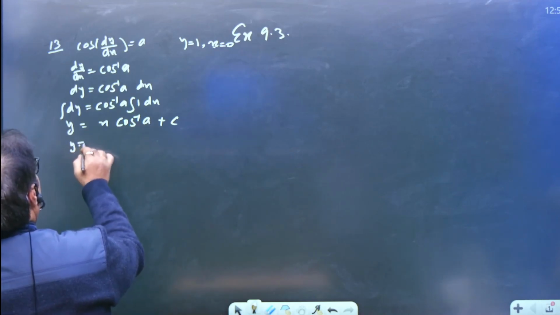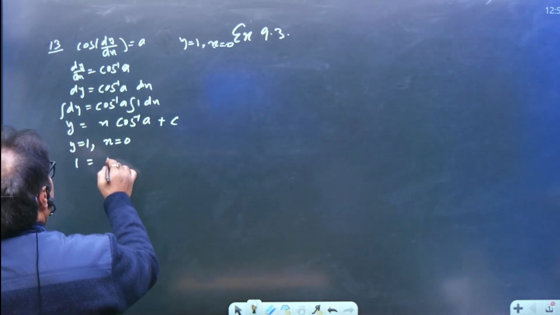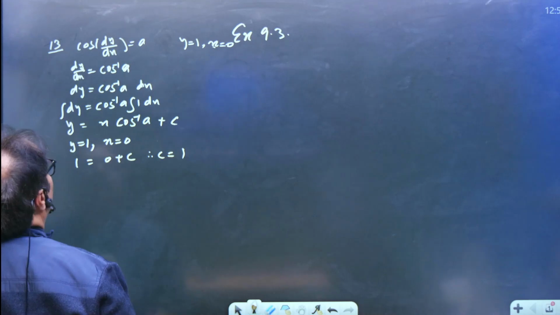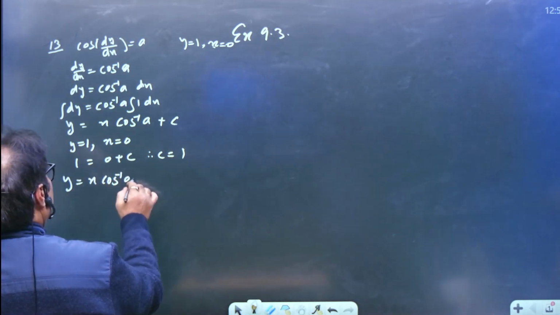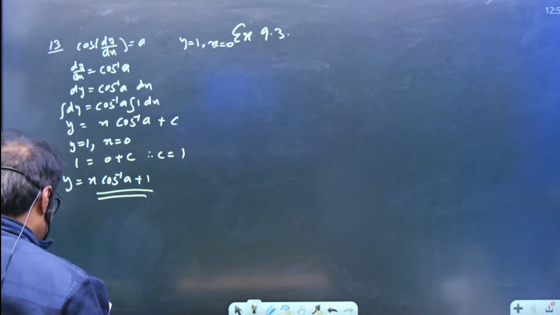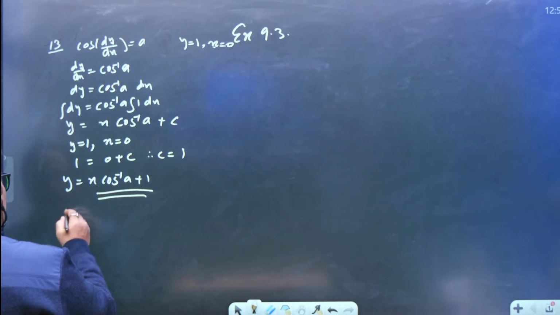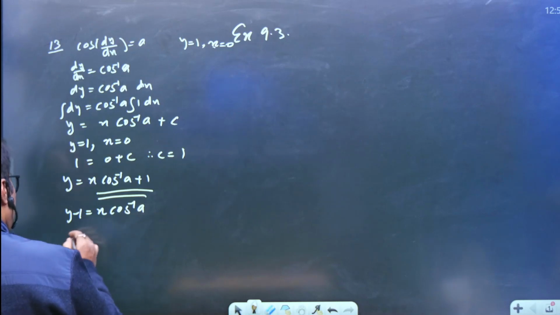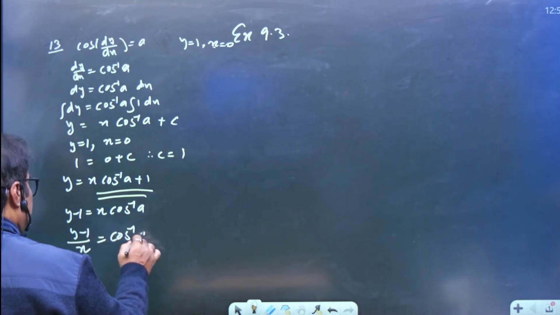So when y is equal to 1 and x is equal to 0, 1 is equal to the whole result, 0 plus c. Therefore the value of c is coming 1. So finally y is equal to x cos inverse a plus 1, and this is the final answer we can write here. Or we may proceed, y minus 1 is equal to x cos inverse a, or we can write (y minus 1) upon x is equal to cos inverse a.